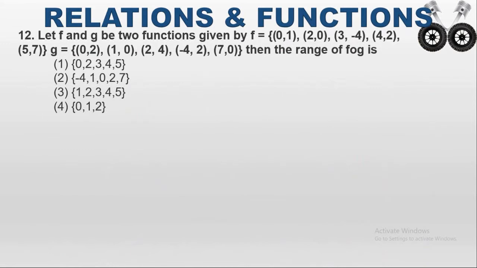Let f and g be two functions given by f equal to the set of (0,1), (2,0), (3,-4), (4,2), (5,7) and g equal to (0,2), (1,0), (2,4), (-4,2), (7,0). Then the range of f composition g is? So what is the problem given here? There are two functions, one is f and another one is g. So f is defined with a set of ordered pairs.